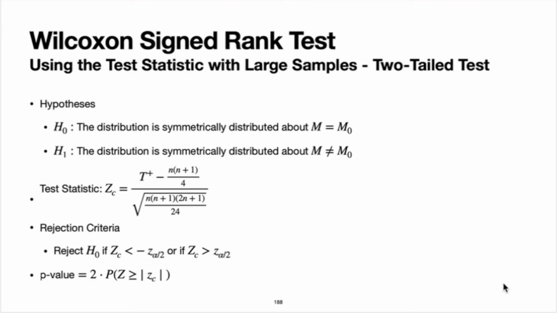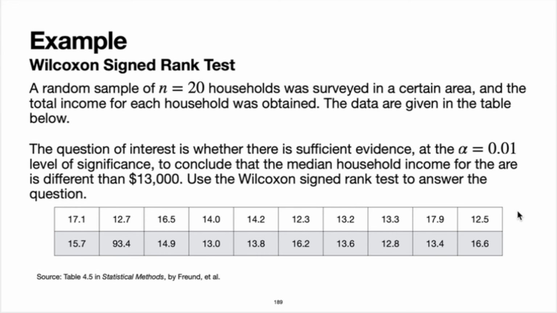Okay, so that's how we perform the Wilcoxon signed rank test, both the exact test using the table and the approximate test using the standard normal distribution. Now let's look at some examples. A random sample of n equal to 20 households was surveyed in a certain area, and the total income for each household was obtained. The data are given in the table below. The question of interest is whether there is sufficient evidence at the 0.01 level of significance to conclude that the median household income for the area is different than $13,000. We're going to use the Wilcoxon signed rank test to answer this question.